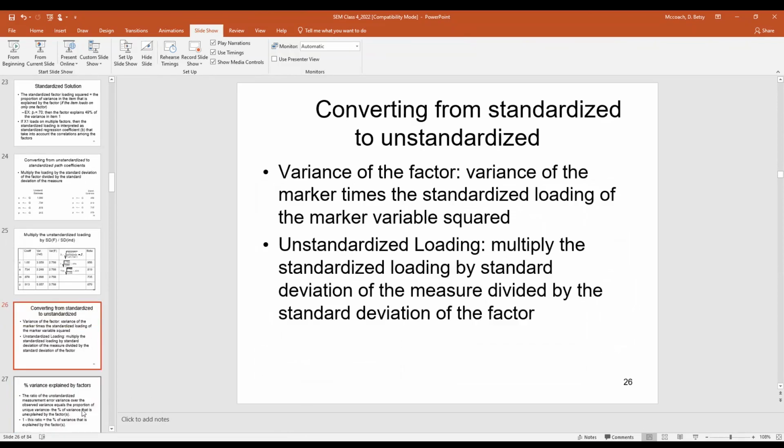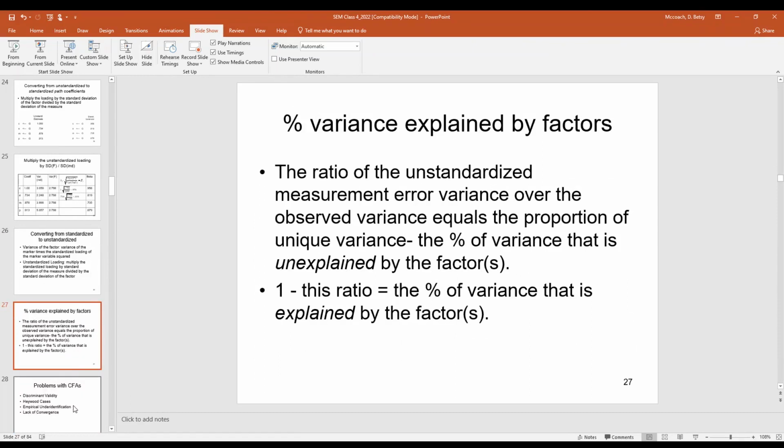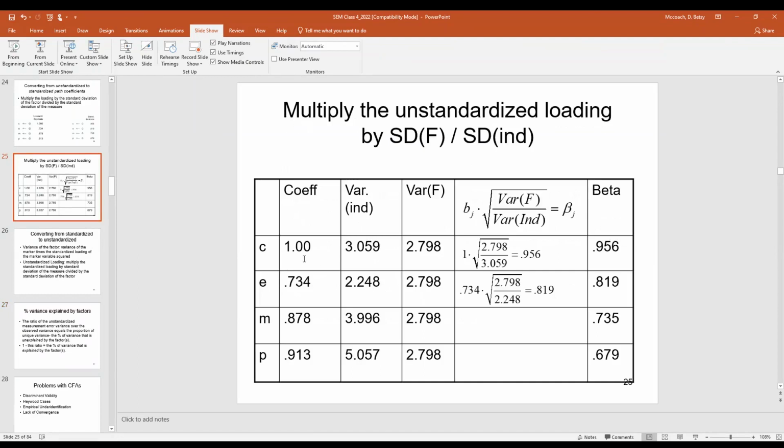So I talked about how we can convert that. For the percentage of variance explained by the factors, we can take the ratio of the unstandardized measurement error variance in an indicator and divide it by the observed variance in the indicator. I think we had an example where the variance was 3. Hold on, let me go back up here. Let's use the one where the variance in the indicator is 4.